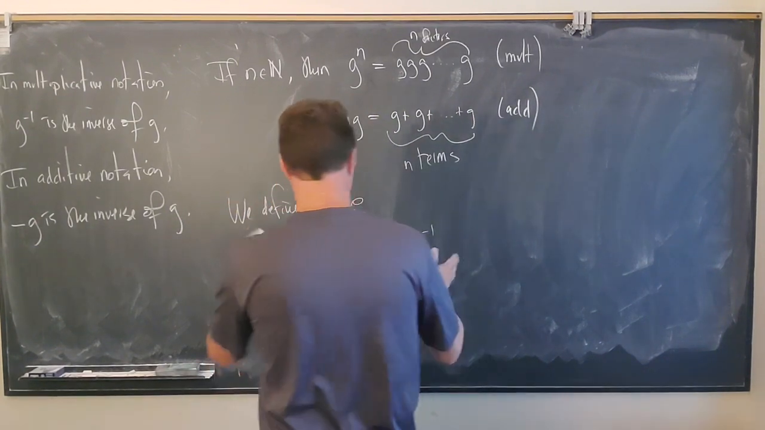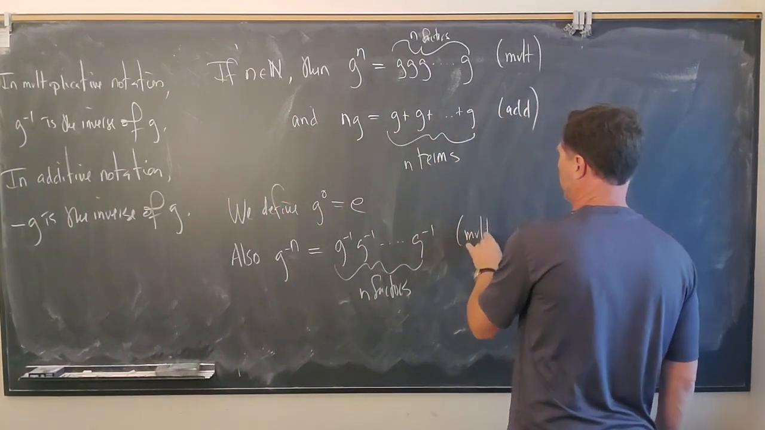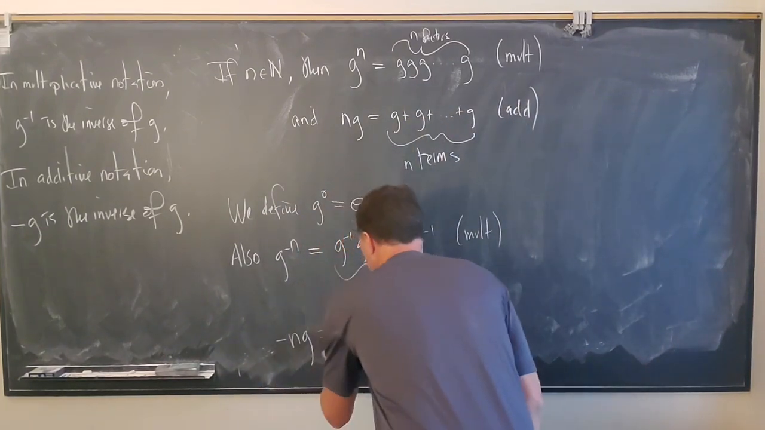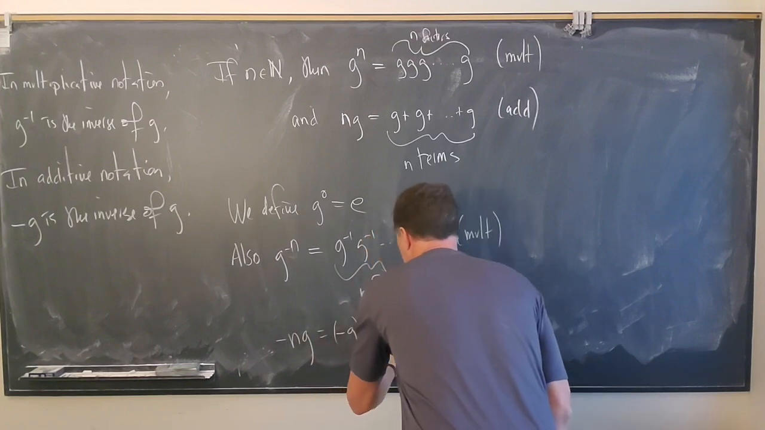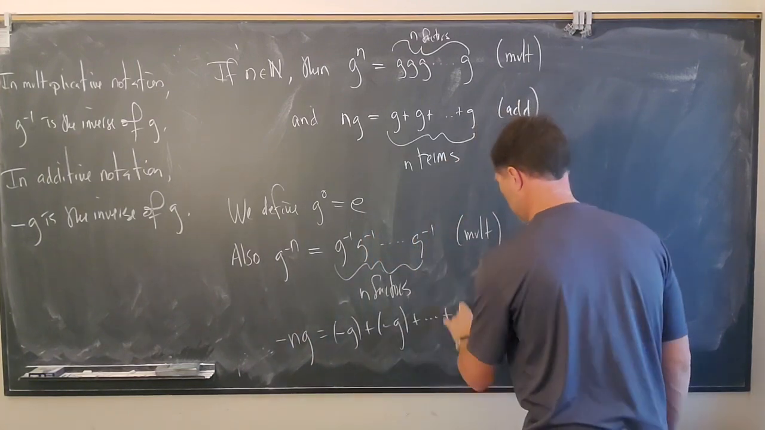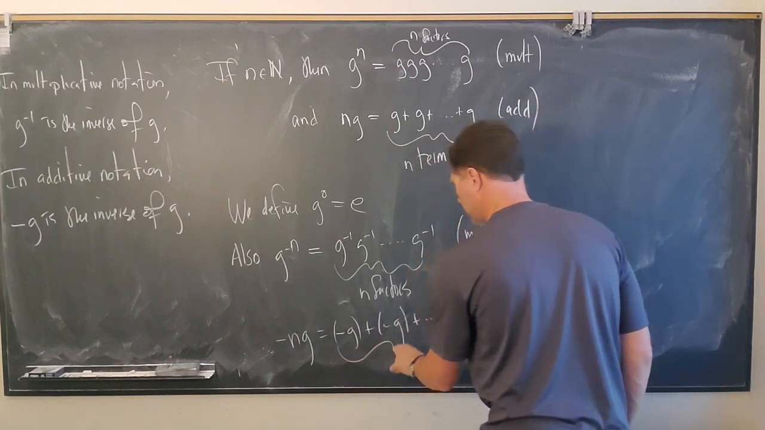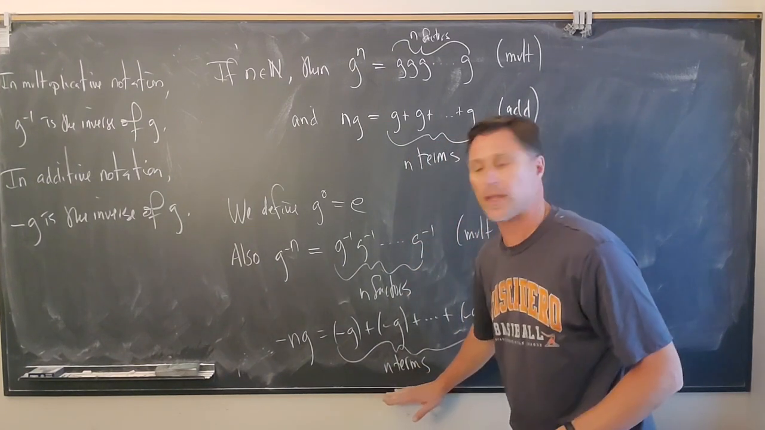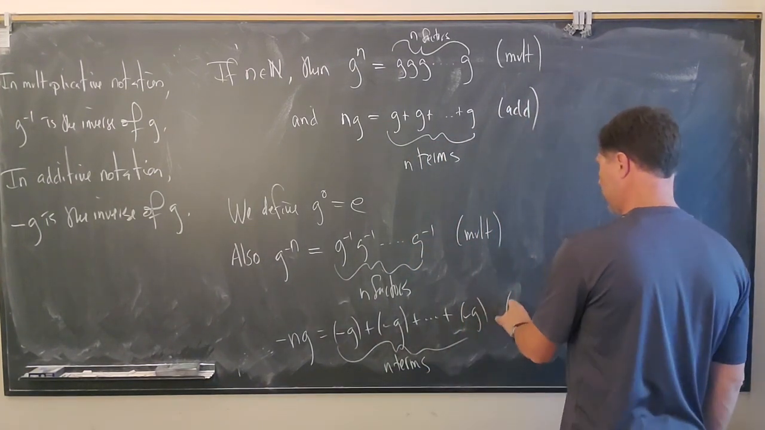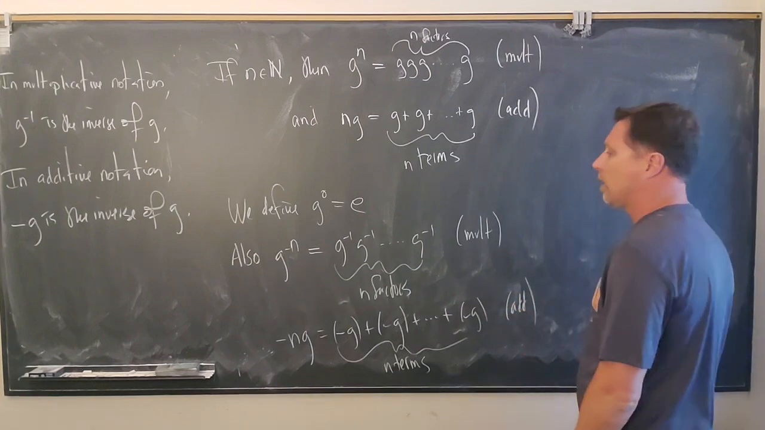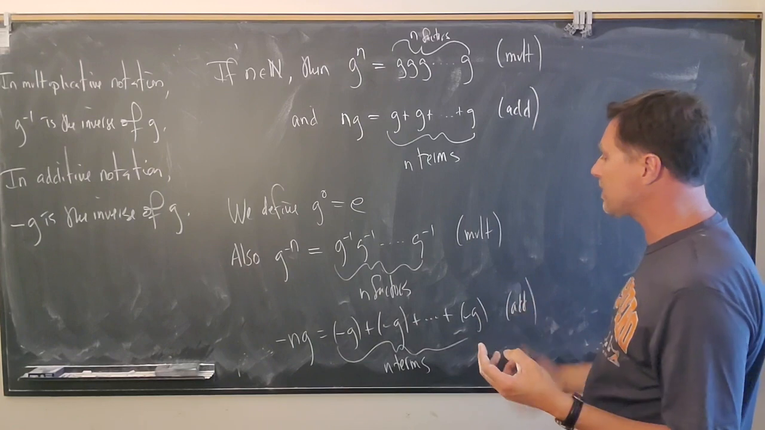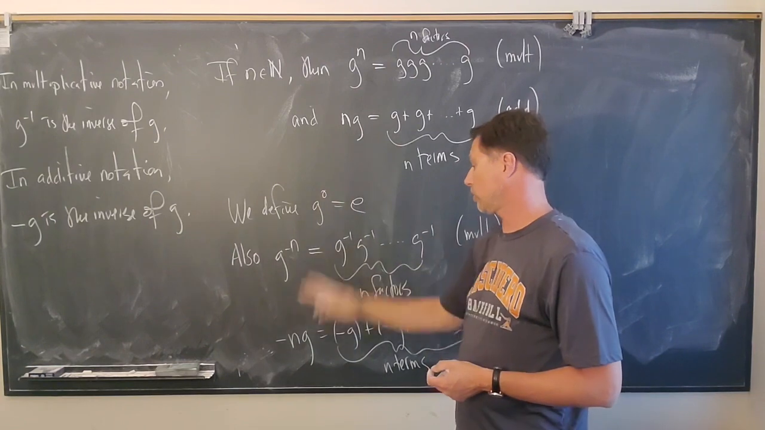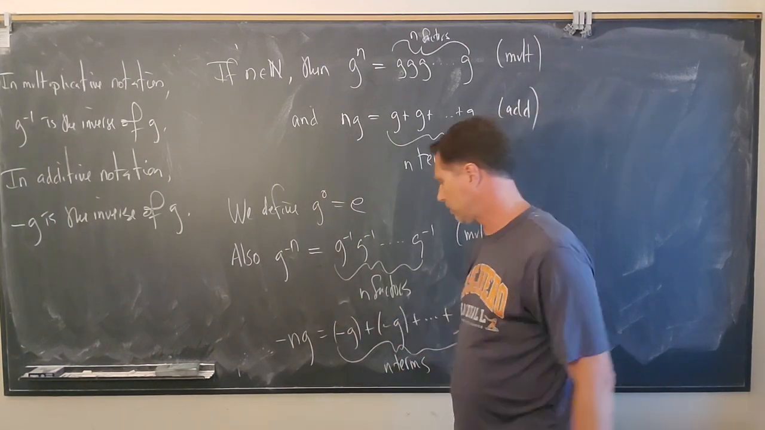And then for the additive, so this is multiplicative, and then for the additive we would have minus ng. That means negative g plus dot, dot, dot, plus negative g, and that would be n terms there. Hopefully you can see this. Yeah, that's still in the shot. This is the additive notation. So there's nothing exciting going on here. It's just notation that is consistent with the way we do our arithmetic when we're working with exponents, or multiplication, I guess I should say.